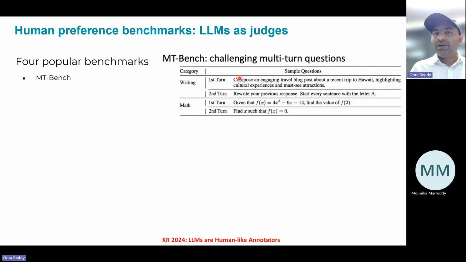So you have a sample question. Writing is the first category. First turn: compose an engaging travel blog post about a recent trip to Hawaii, highlighting cultural experiences and must-see attractions. Now the user has to write his response for this first turn. Now we get a second turn: rewrite your previous response, starting every sentence with the letter A. So now we need to write again with the letter A. Here, different users participate in the conversation, we have multiple turns, and the model judges overall which response is better.